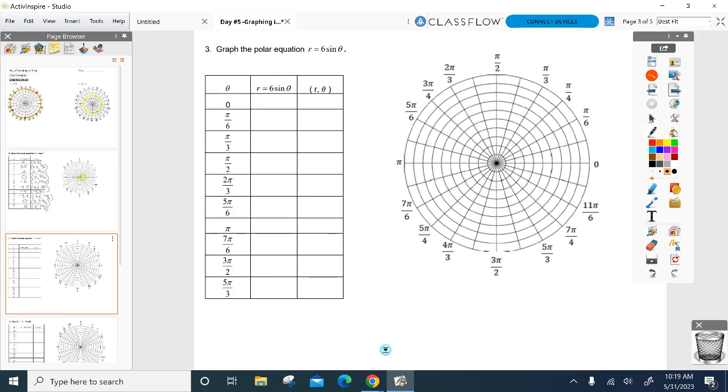All right, 6 sine theta. Let's go through it again, and at the end I'll say, hey, this is why it's a circle. This is where you know it's going to be. All right, now we're doing sine. So plug in 0. What do we end up with? 0. So where's this first point going to be? Right at the pole. Pi over 6 should be at 3. So at pi over 6, I'm going out 3.